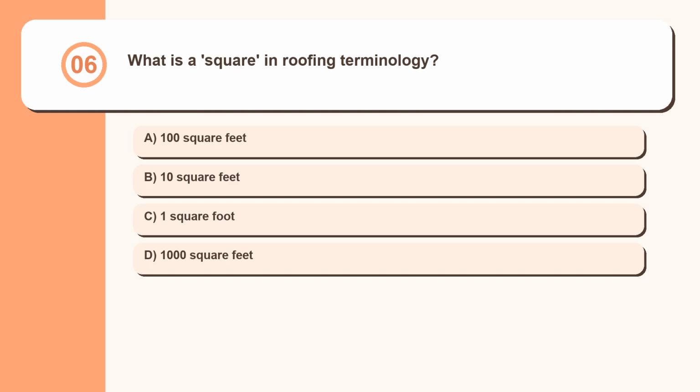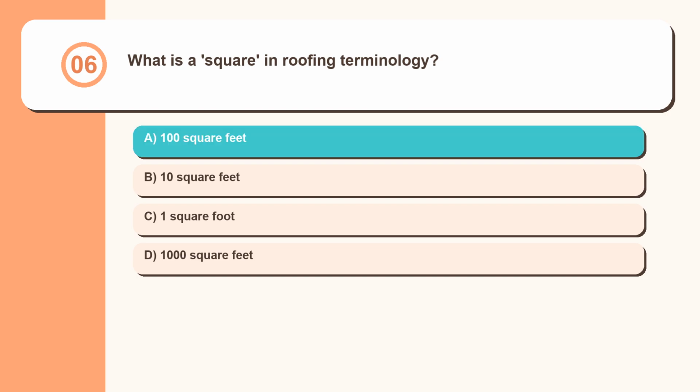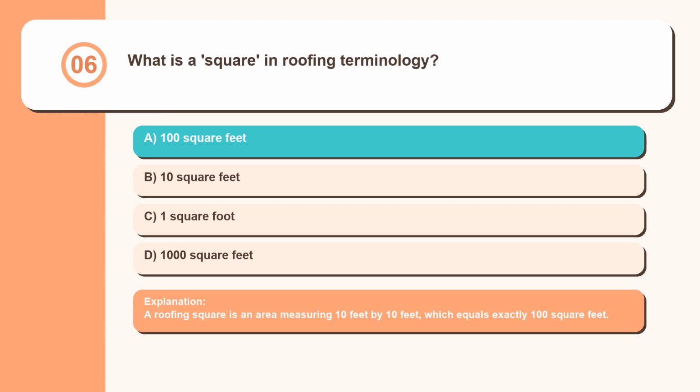Question 6. What is a square in roofing terminology? 100 square feet, 10 square feet, 1 square foot, 1,000 square feet. A roofing square is an area measuring 10 feet by 10 feet, which equals exactly 100 square feet.